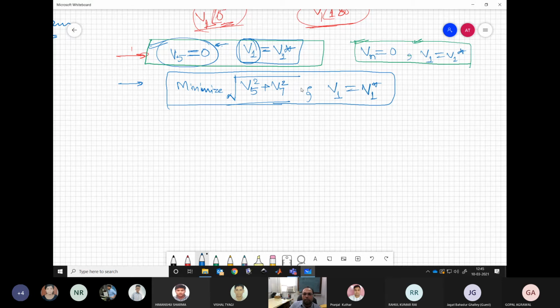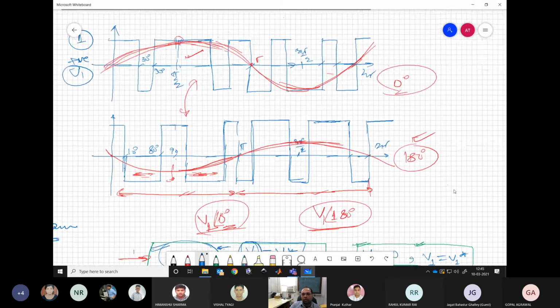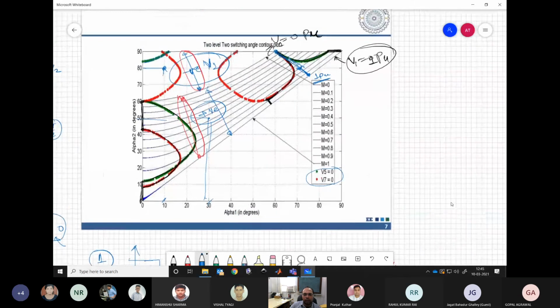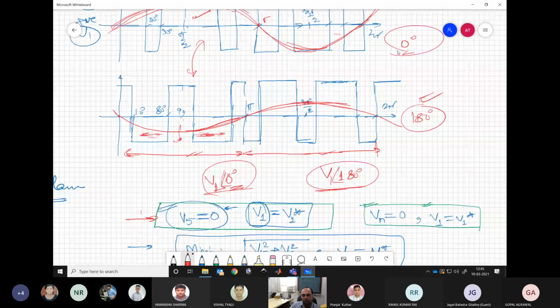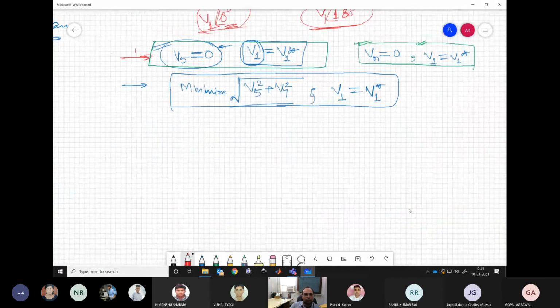This is where the third curve which I mentioned, which goes in between V5 and V7, could be advantageous. If for some reason we want that, then this is a very good option. We are close to both V5 equal to 0 and V7 equal to 0 for most of our range of operation, and towards the end we deviate a little bit. That's okay. Compared to many other options, this could be a reasonably good option.